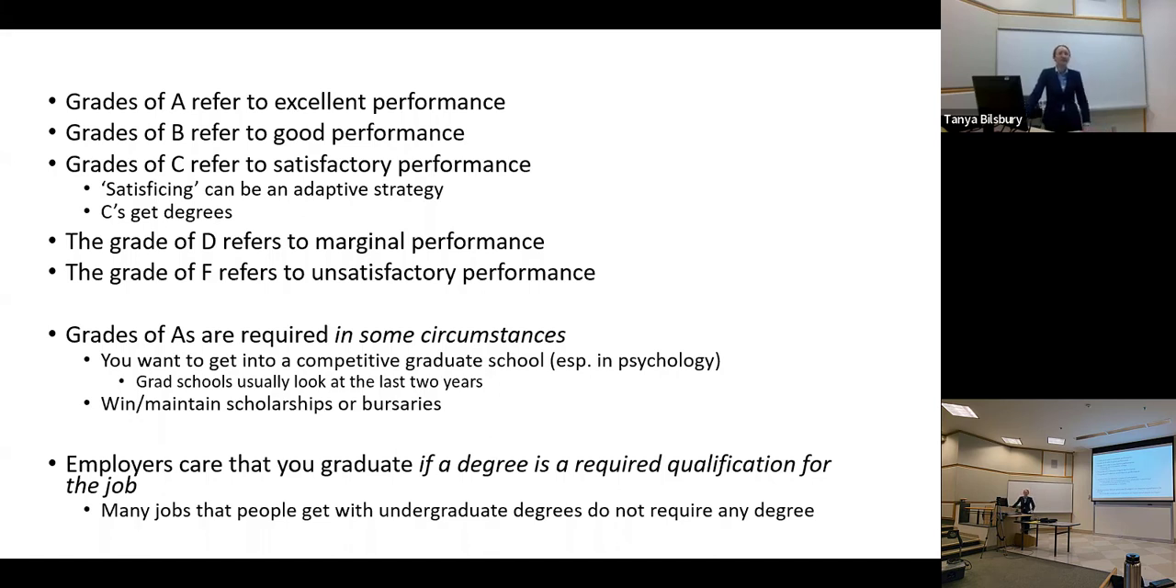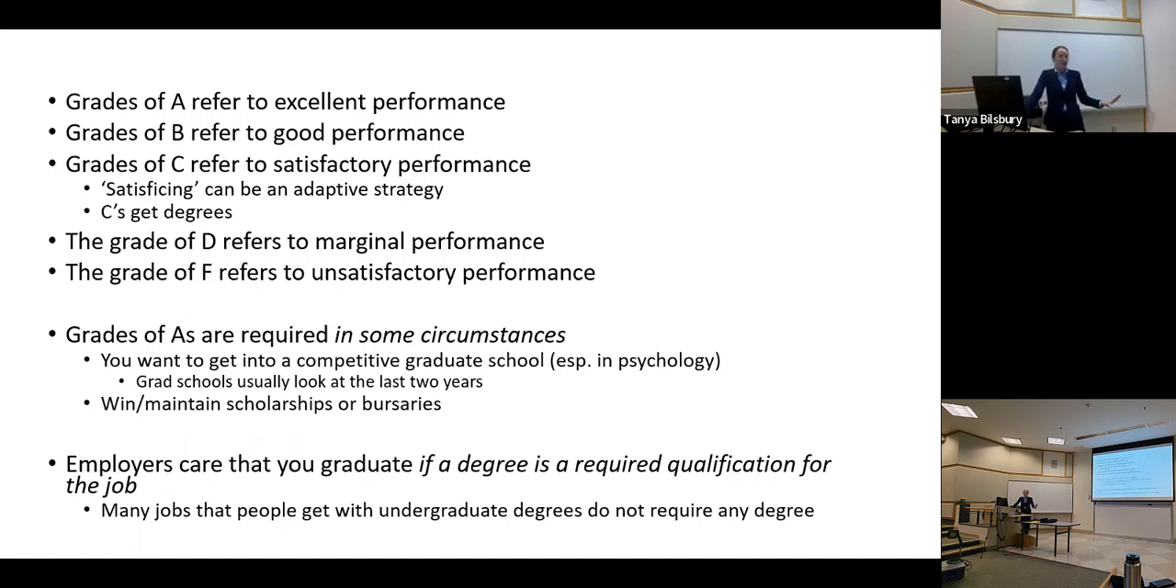But please aim for a C minus. Okay? D's refer to marginal performance, and they hit your GPA pretty badly. And if you get too many of them, you can end up on academic probation. So you want to be aiming for a C minus. That's what I consider satisfactory performance. And satisfactory is great. Okay.